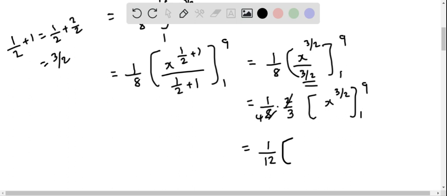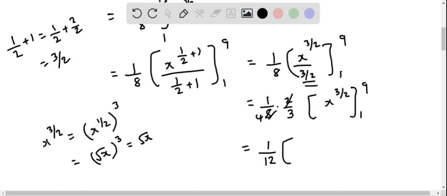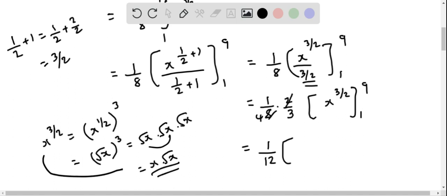And I can rewrite x raised to the power of 3 by 2 as x raised to the power of 1 by 2, raised to the power of 3. This is according to the exponents law. We know that x raised to the power of half is root x. So root x cubed. So we have to multiply root x by itself 3 times. Root x times root x is x, and then we have root x. So basically this expression is equal to x times root x, which I'm going to replace here and evaluate within the limits 1 to 9.